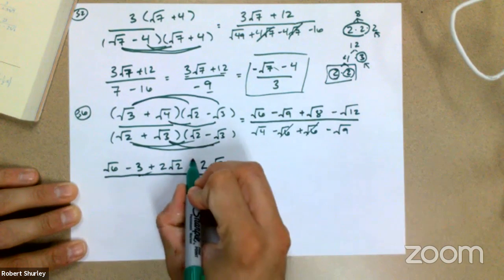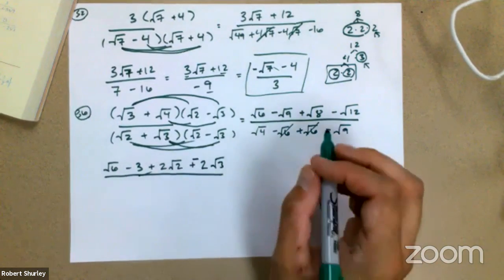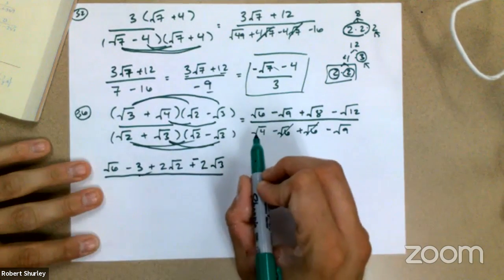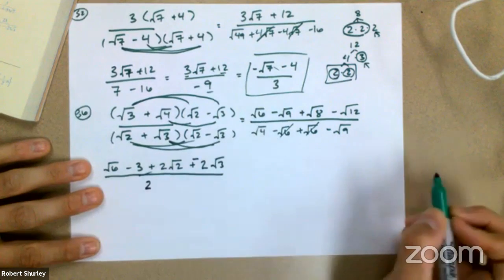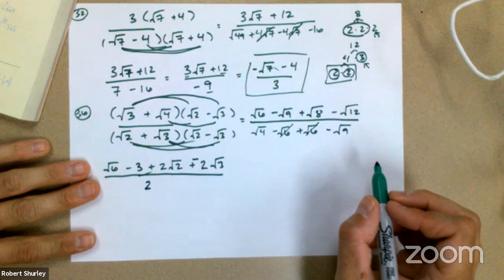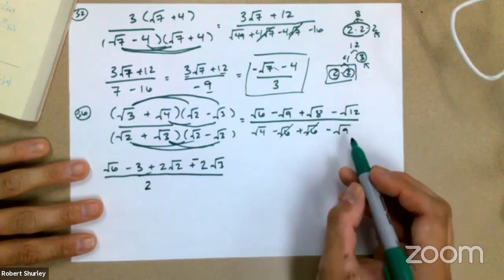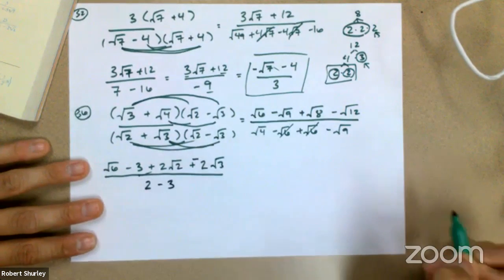Now, ooh, you know what? That's a minus sign right there. I got to be careful. That's not my final answer, so it'll be fine. In the denominator, though, the square root of 4 is just 2. And the square root of negative 9 is just 3, so 2 minus 3.